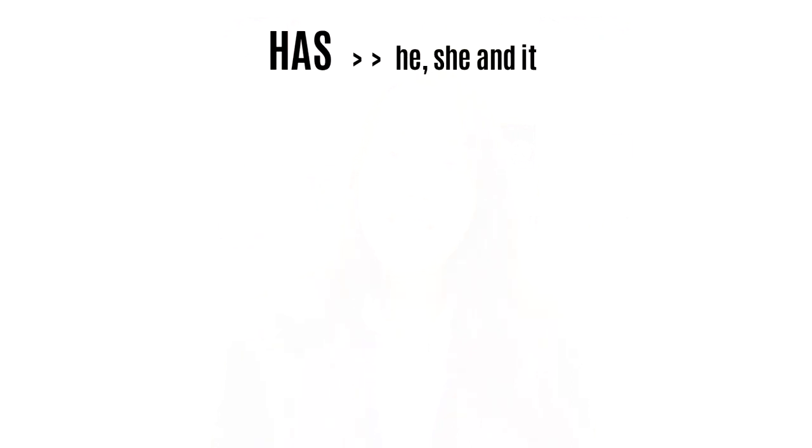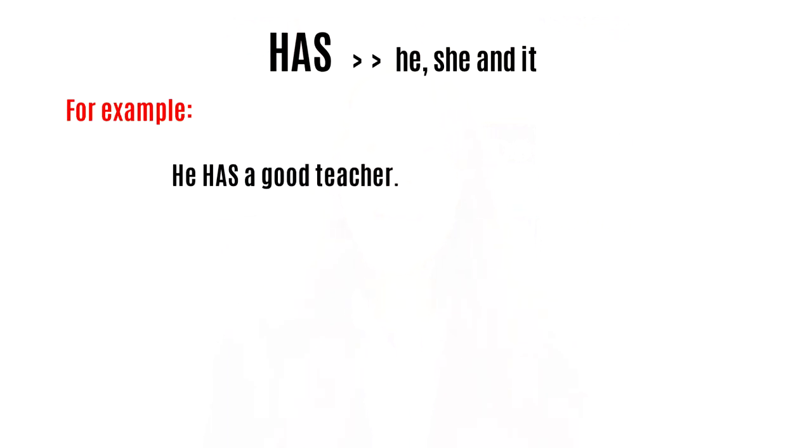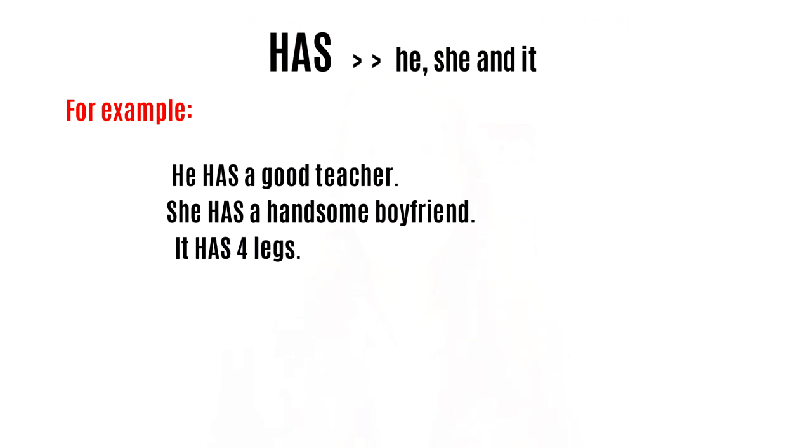And we use has for the third person singular, we say so. He, she, and it, okay? So for a boy, for a girl, and for one object. So we use has. For example, he has a good teacher. She has a handsome boyfriend, okay? So for he, she, it, we use has. Or for example, imagine a dog. A dog has 4 legs. So it has 4 legs.